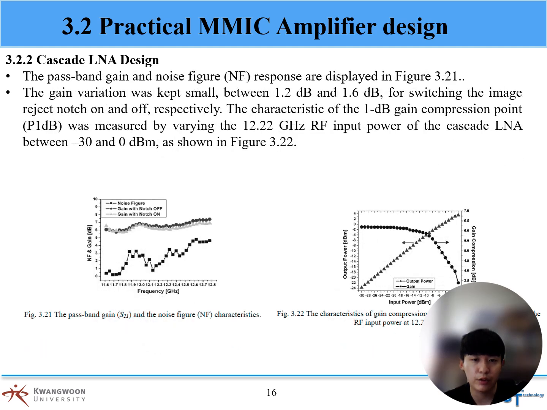The passband gain and noise figure response are displayed in Figure 3.21. The gain variation was kept small, between 1.2 dB and 1.6 dB, for switching the image reject notch on and off, respectively. The characteristic of the 1 dB gain compression point was measured by varying the 12.22 GHz RF input power of the cascode LNA between -13 and 0 dB as shown in Figure 3.24.